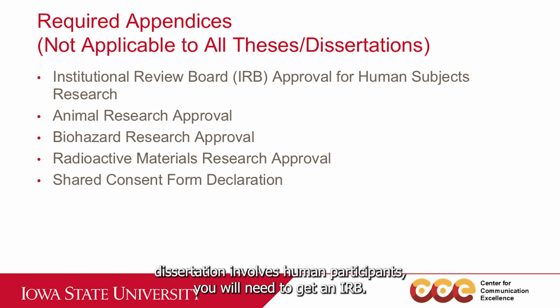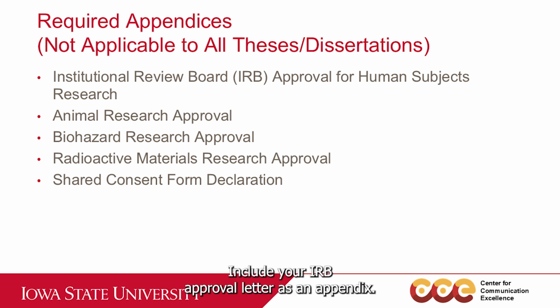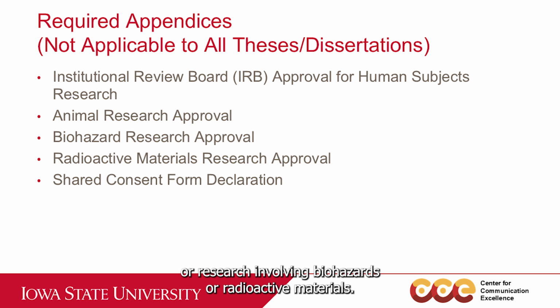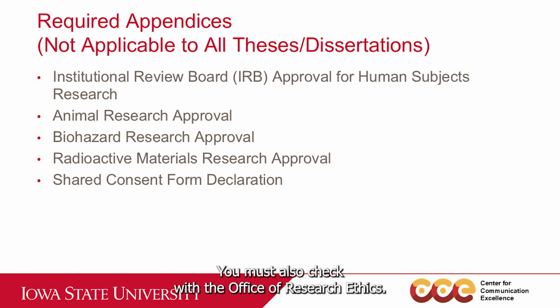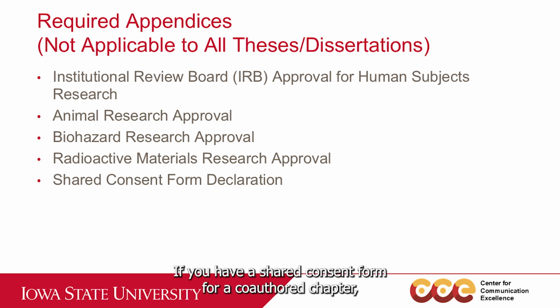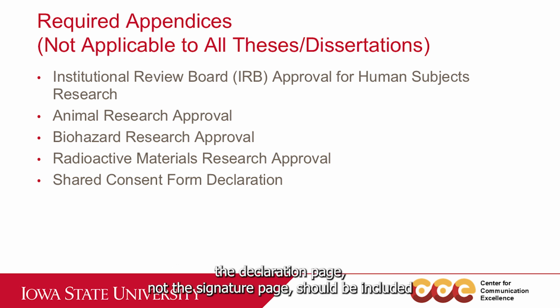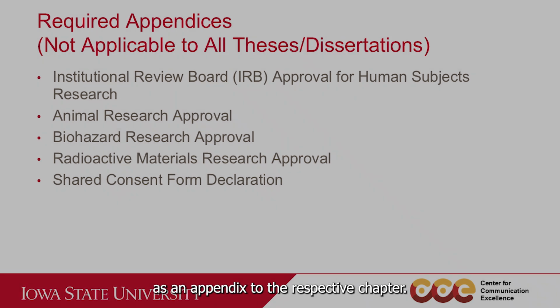If your thesis or dissertation involves human participants, you will need to get an IRB. Include your IRB approval letter as an appendix. If you work with animal research or research involving biohazards or radioactive materials, you must also check with the Office of Research Ethics. If you have a shared consent form for a co-authored chapter, the declaration page, not the signature page, should be included as an appendix to the respective chapter.